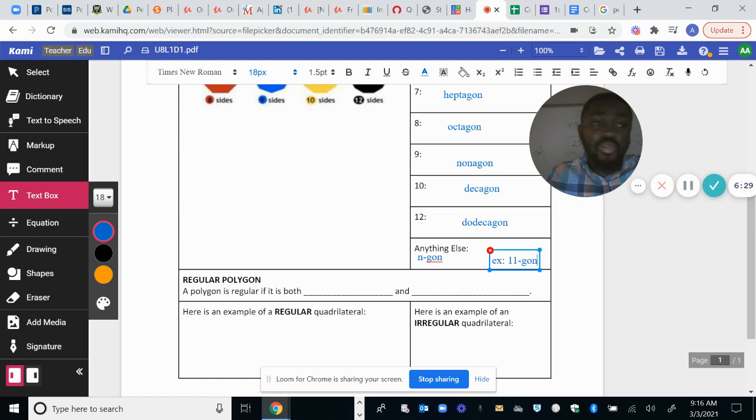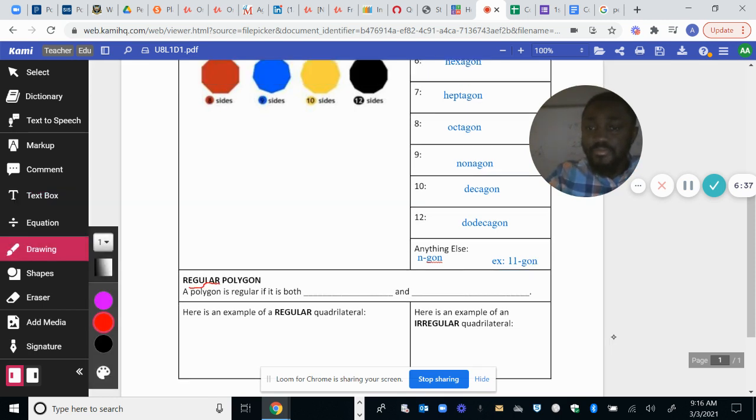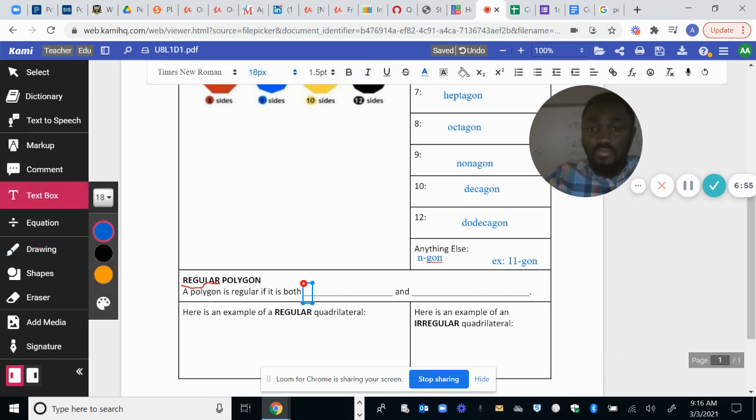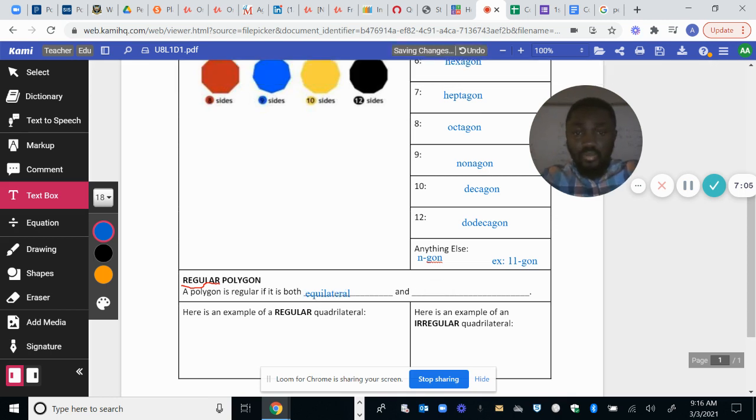So in terms of polygons, we have the regular ones and the non-regular ones. What do we mean by a regular polygon? This is something specific we're going to talk much about later on. A polygon is regular if it's both equilateral and equiangular. So if you are talking about a regular polygon, you must say it's equilateral and also equiangular.